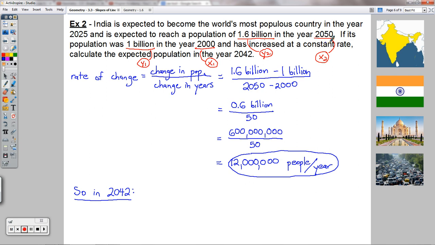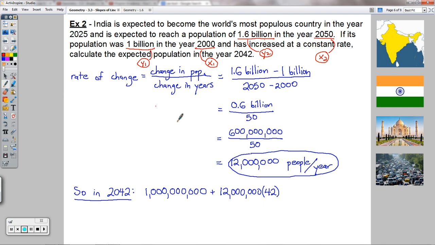Usually populations grow more exponentially or on a slight curve. The more people you get, the faster things start to grow. But we're going to assume a constant rate for this problem. So in 2042, we've got 1 billion, which is what we started with in 2000, and to that we would be adding 12 million people per year. So we would add 12 million times 42. 42 is 42 years after where we started, 2000.